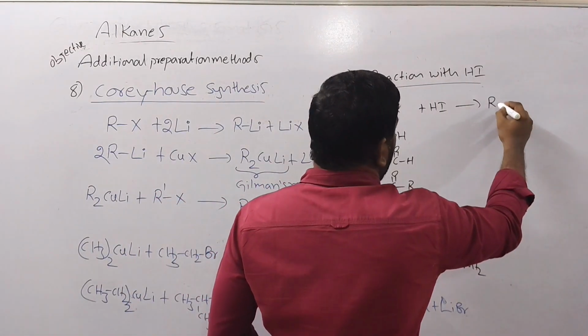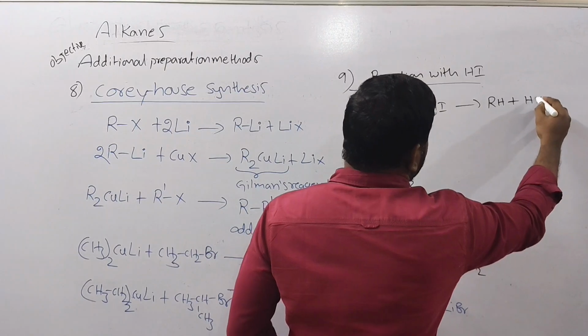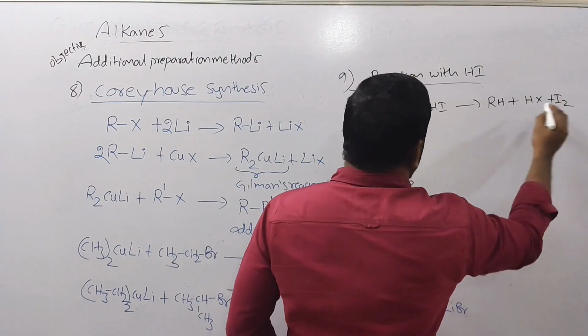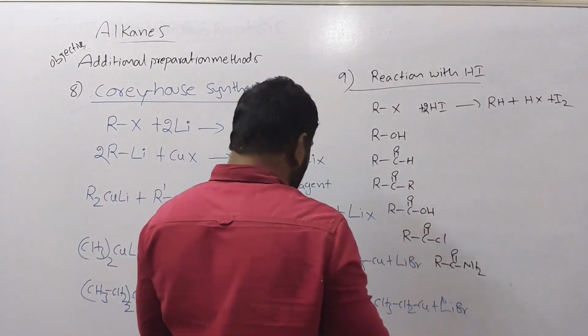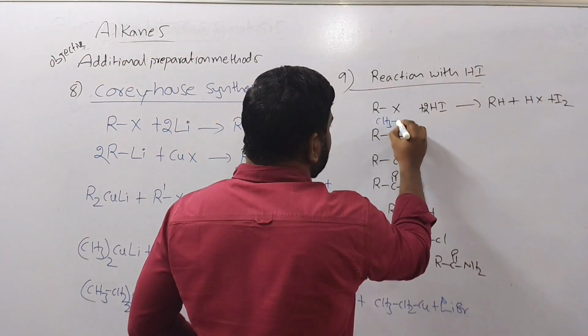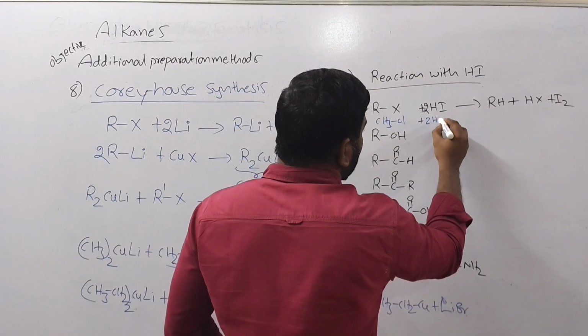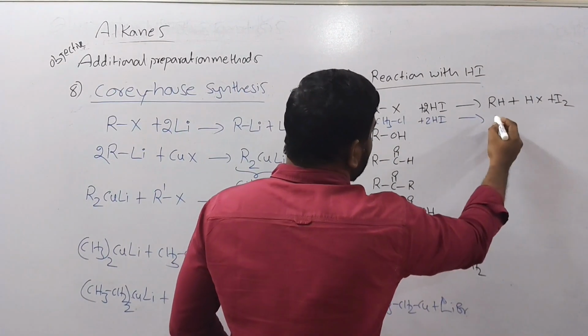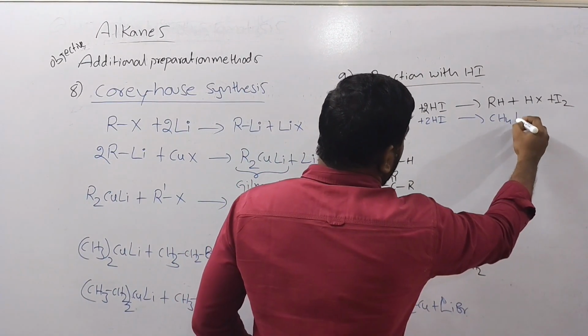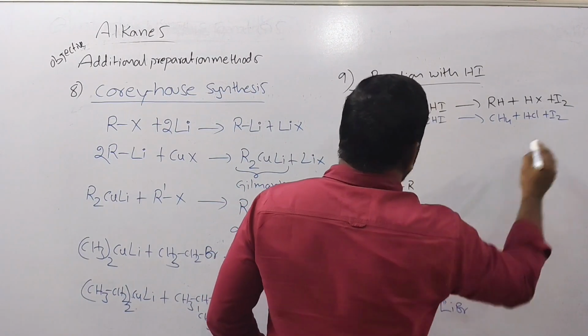For suppose here RH plus HX plus I2 we will get if you take 2 moles of HI. If you take one example here, CH3Cl. Then what is happening? This reacts with 2 moles of HI. Because one H is added to CH3, it will become CH4 plus HCl plus I2.